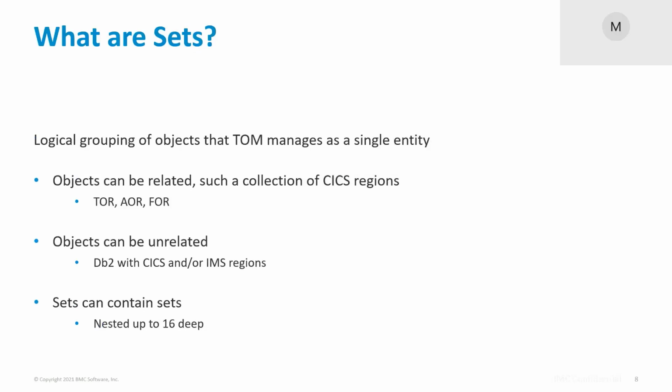So the next thing I would talk about are sets. Sets are just logical groupings of objects so that Tom can act on them as a single entity. They can be related, so you could have a group of CICS regions, such as something called CICS prod, or they can be unrelated. Maybe you have a DB2 that you want to build in a set with CICS or IMS regions. Sets can also contain other sets, and you can nest them up to 16 deep, which is well beyond the norm of reasonable, but you can create sets of sets.